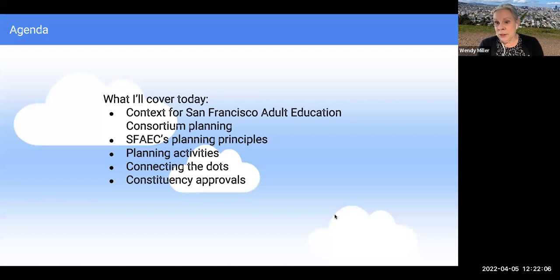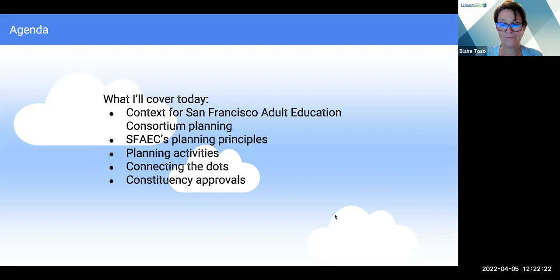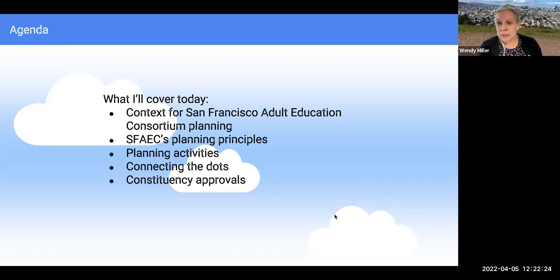And I've been doing this job since the original AB 86 planning grants. So this is my third 3-year plan that I've written for CAEP. Today, I'm going to talk a little bit about the context in which we do planning at City College of San Francisco, what our planning principles are, some of the activities we've engaged in, how we're connecting the dots, and how we've gotten approvals from different constituency bodies.